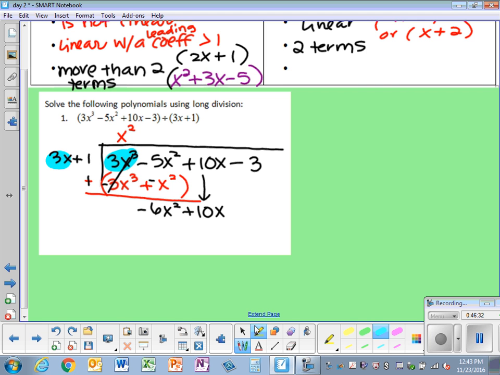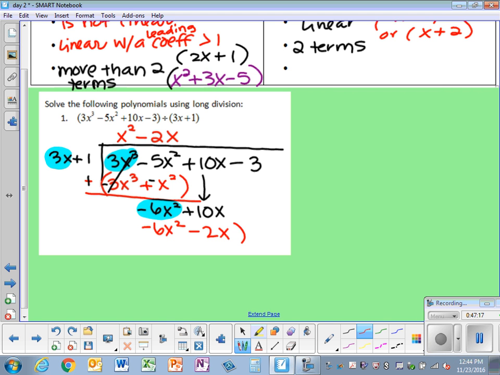Would it be negative 2x that goes on top? Okay, so let's see. This first one on the outside and the first one on the inside. What do I need to multiply to 3x to get negative 6x squared? Negative 2x. Yep, negative 2x. So negative 2x times 3x gives me negative 6x squared. Negative 2x times 1 gives me minus 2x. Getting it? Okay, good.